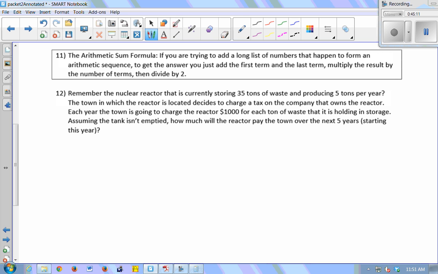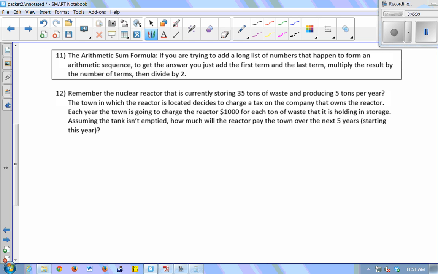So they're just going to go in, look at the meter on the reactor waste tank and go, oh, you're holding 20 tons, you owe us $20,000, right? So every year they go in, they see how much waste there is, and they have to pay $1,000 for every ton. All right, so assuming the tank isn't emptied, how much will the reactor pay the town over the next 5 years, starting this year?